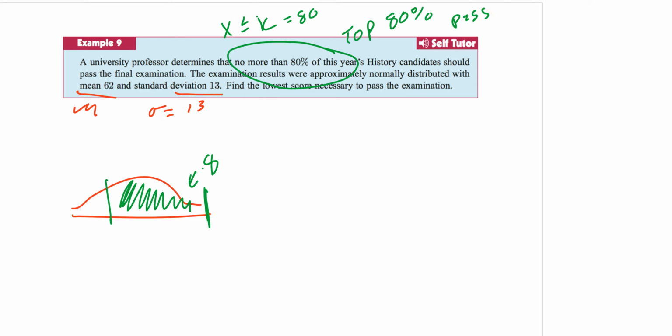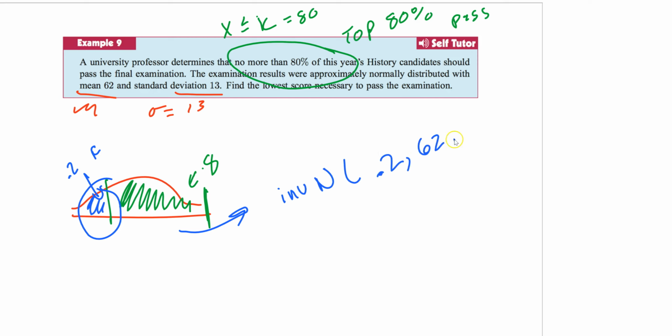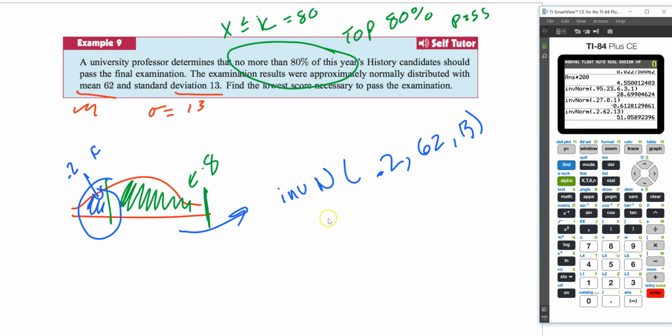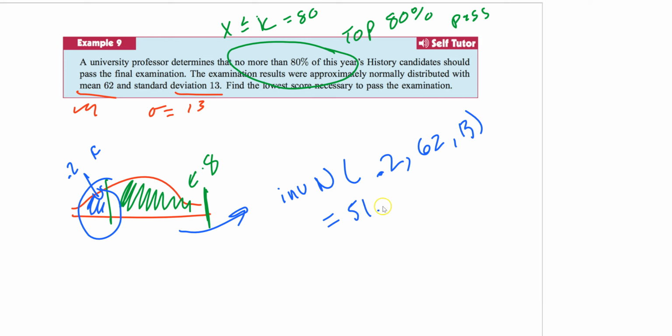Right? Well, remember, invert normal doesn't work that way. I gotta use this one. So if top 80% pass, that means there's only 20%. He wants only 20% to fail. So let's find the value for that. Remember the way we do that, if you have the probability, you have to do invert normal. Now you have your area, 0.2. You have all the stuff you need, 62 and 13 for mean and standard deviation. Plug that in, and you get the value of about 51. So you need to score about 51 to pass the test. And if that scores less than 51, it's going to fail. And that's the idea with that one.